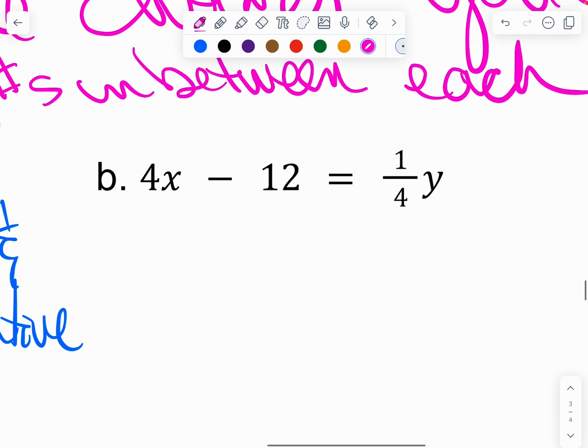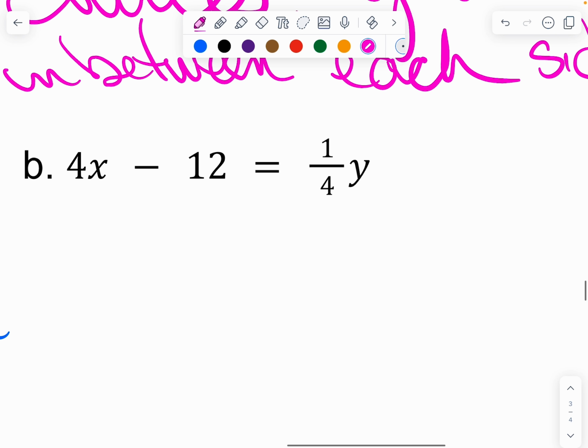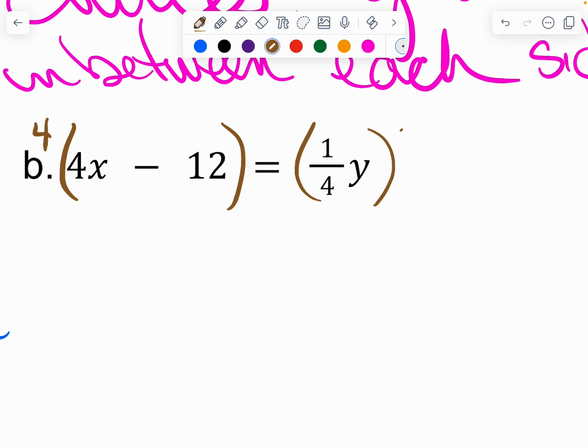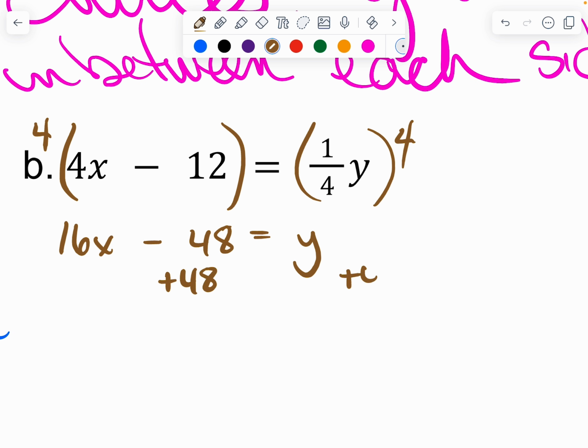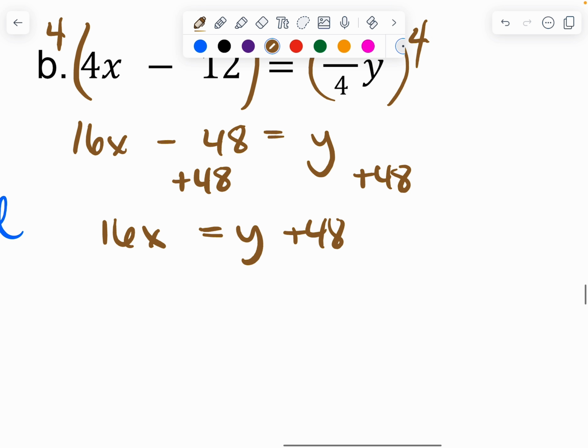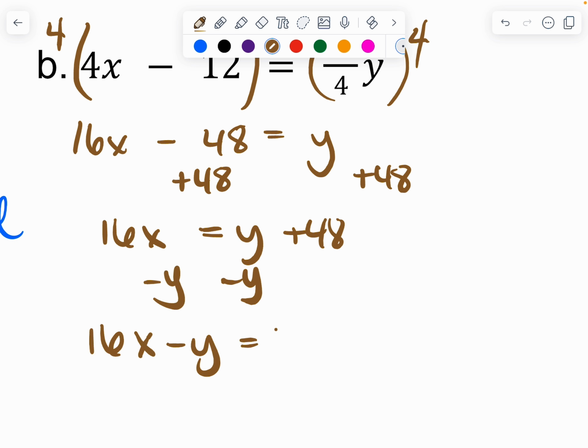Okay. Over on this one, what's the common denominator? Common denominator is 4. So I'm going to multiply both sides by 4. If I do that, I get 16x minus 48 equals y. So I'm going to add 48. So I get 16x equals y plus 48. I'm going to subtract y to the other side. 16x minus y equals 48.